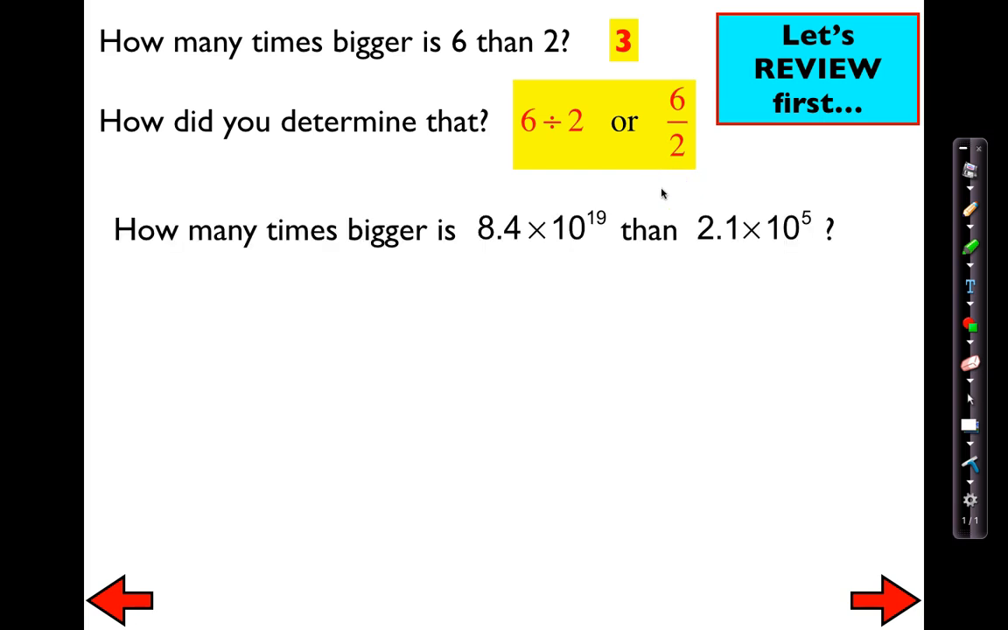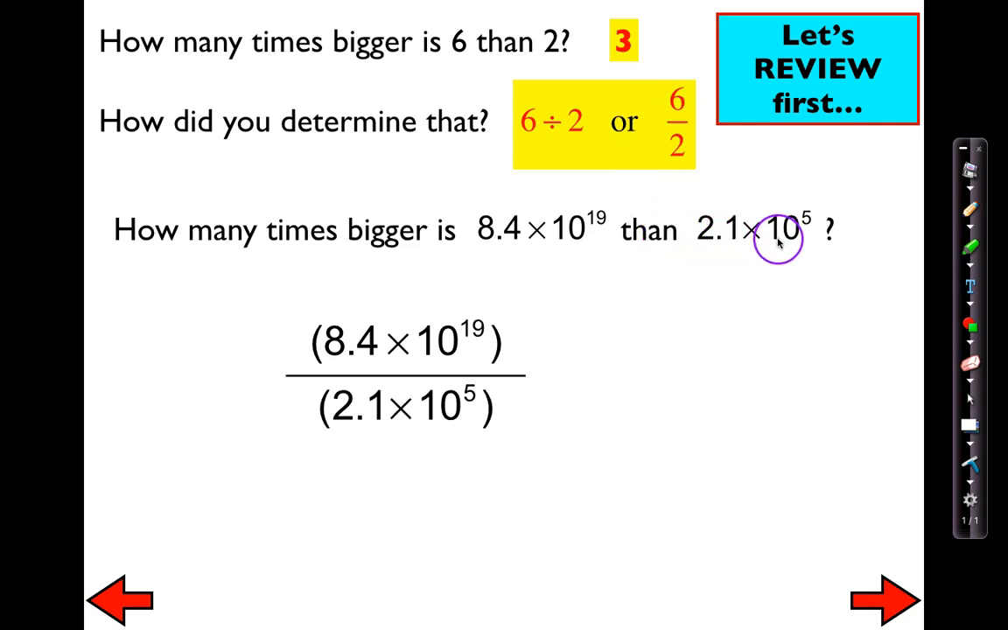So, in a case like this, if they're asking me to compare 8.4 times 10 to the 19th to 2.1 times 10 to the 5th, they're saying how many times bigger. What am I going to do? I'm going to do the exact same thing. I'm going to divide. So I'm going to put 8.4 times 10 to the 19th, and I'm going to divide it, in the form of a fraction, by 2.1 times 10 to the 5th power.